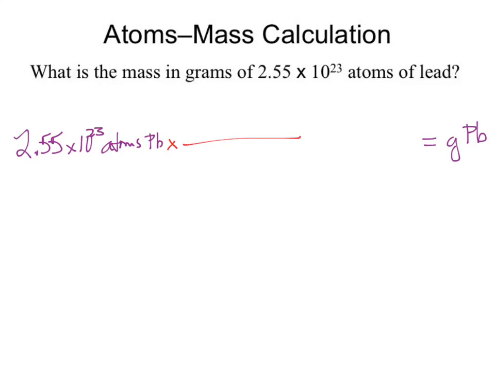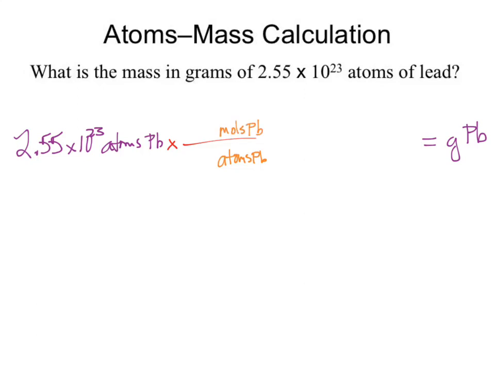Convert. And again, what we want to go through and do is focus on our units and see what happens. What unit do we want in the denominator? Atoms of lead. What unit do we hope to have on top? Grams of lead. Do we have that conversion? No. Which means we can get rid of our grams. What can we convert atoms to? Moles.